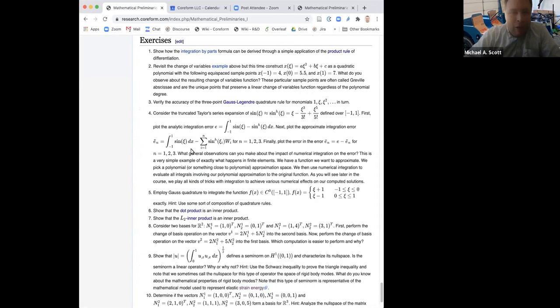Okay, so what are we doing here? Well, let's say that we want to try and approximate the sine function over the interval -1 to 1, right? And so what I'm saying is, well, let's say we don't know what the sine function is. We have to approximate it. So we're going to approximate it by looking at the first few terms of the Taylor series expansion, right?